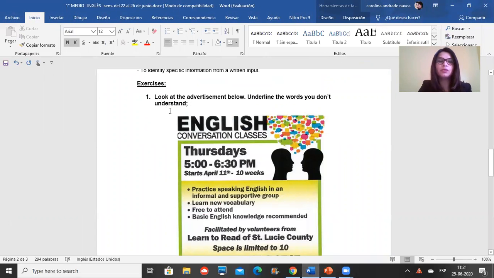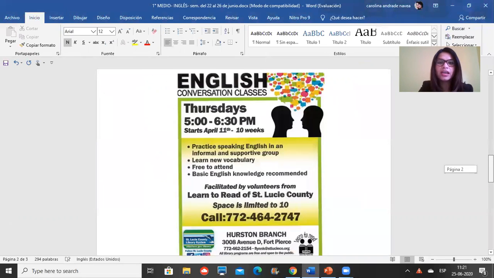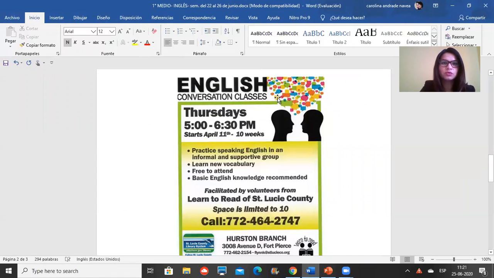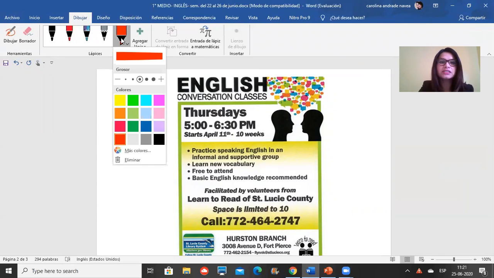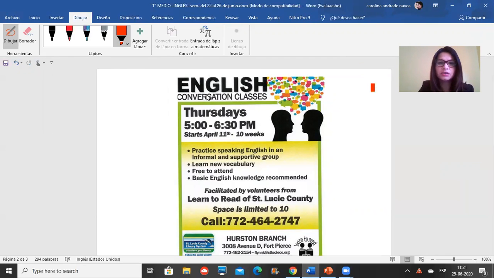So it says, number 1, look at the advertisement below and underline the words you don't understand. Okay, so we are going to have a look. It doesn't say read, but of course we have to read in order to understand, right? So we are going to read, and at the same time we are going to underline the words we don't understand. Okay, so it says, English conversation classes, Thursday, 5 o'clock to 6:30 p.m. Starts April 11th, 10 weeks.